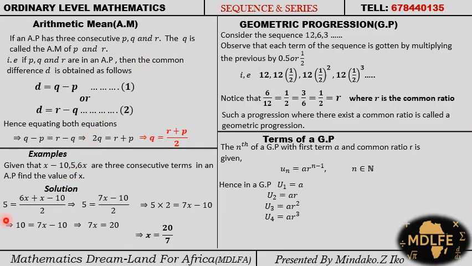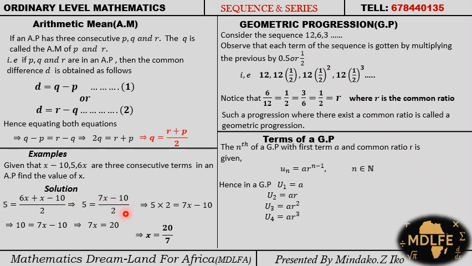So I'll have 5 equal to R plus P, divided by 2. And what is my R? Notice that my R is the last term. That's why I took 6x plus P, which is my first term, x minus 10. So 6x plus x minus 10, divided by 2. I'm just using this part here. That implies 5 equals 7x minus 10, divided by 2, since 6x plus x is 7x.